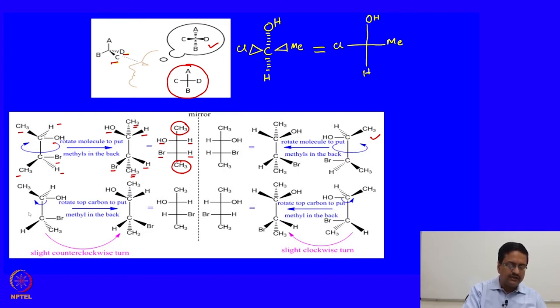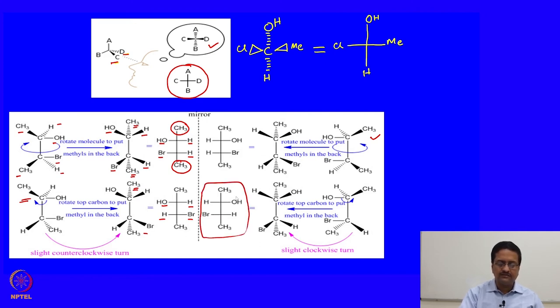this molecule we rotate in such a way that we just rotate the top carbon to put the methyl group to the back, and we get this condition. And then when you draw the Fischer projection, the two methyl groups at the top and bottom are below the plane of projection. The OH and H here and that hydrogen and bromine are pointing upwards from the plane of projection.